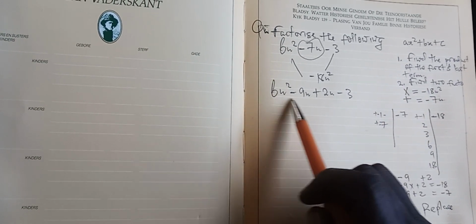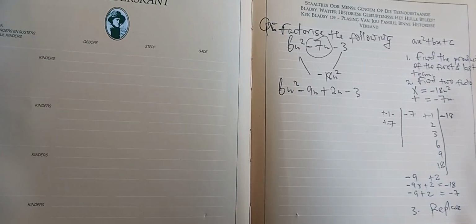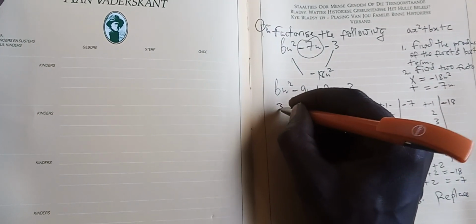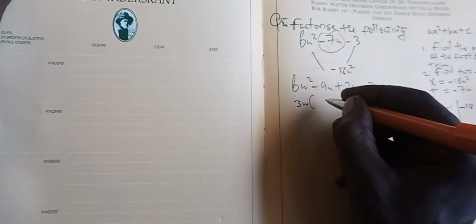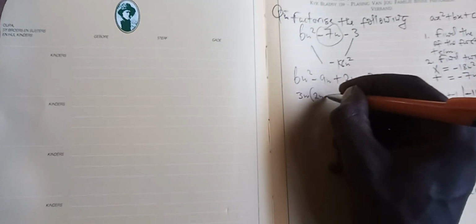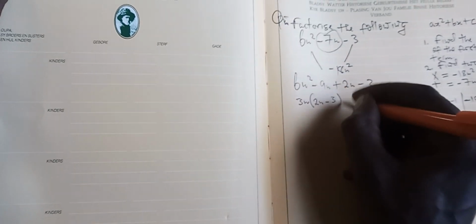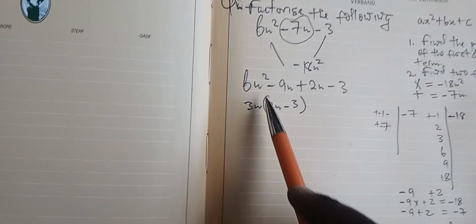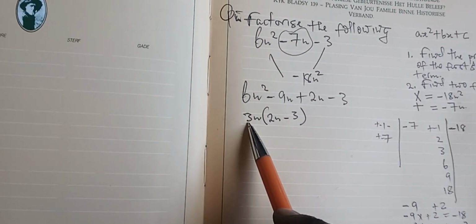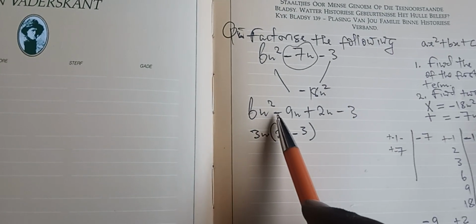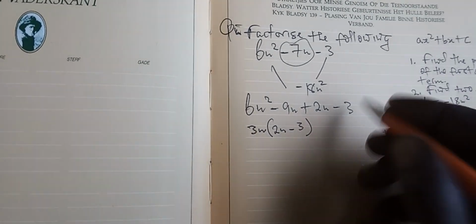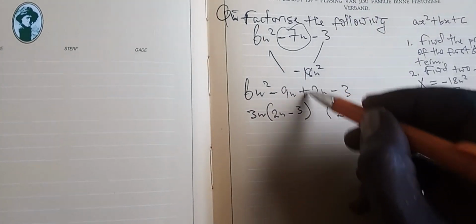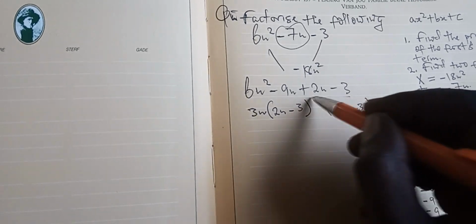So on these two terms, we are going to factor out what is common in these two terms, and you are going to find out that it's 3n. And in the bracket, we are going to have 2n minus 3, such that when you say 3n multiplied by 2n, you're going to get 6n squared. And if you say 3n multiplied by negative 3, you're going to get negative 9n. And this bracket is supposed to be the same 2n minus 3 after we factor out something from these two terms.